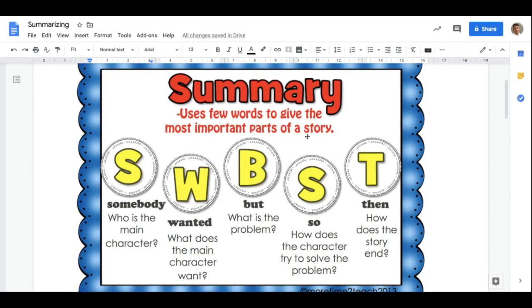All right, welcome back. So Mr. Stringer has just done a wonderful job reading this part from The Twits, and now we need to identify and put a summary of it together. So, like I just said before, somebody wanted, but so then. We need to try our best to retell what Mr. Stringer had just told us, but we only need to pick out the important parts, right?